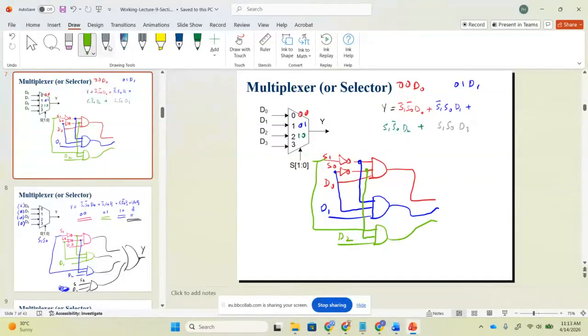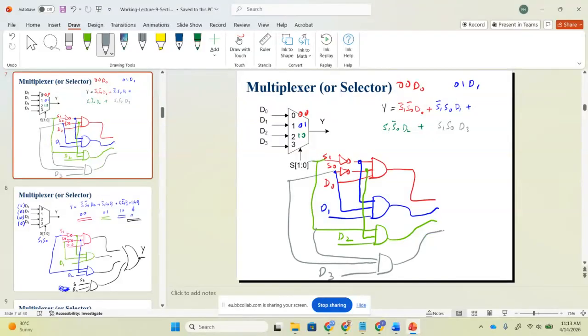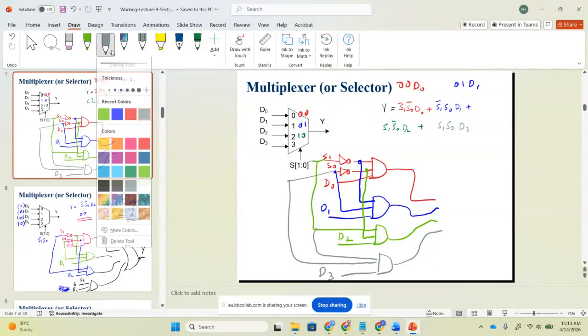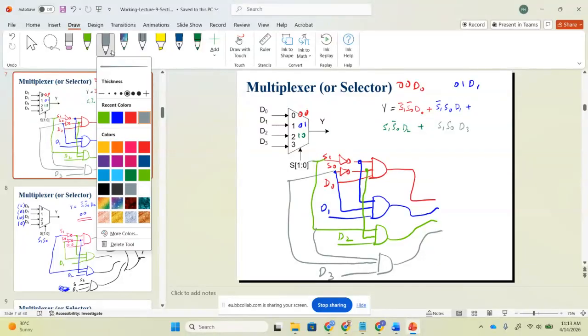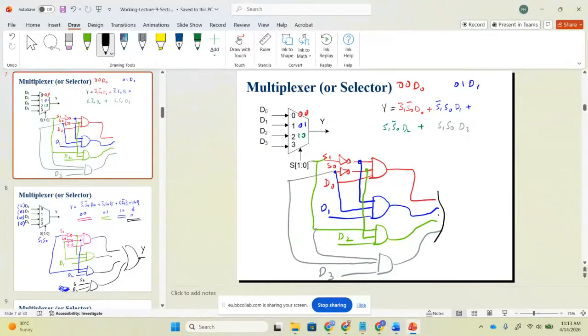And then we have this color. So we have S1. So S1 will come here. And then S0. So S0 will come here. And then we have D3. And what should we put in the end? Can you tell me what should we put in the end? Help me. An OR gate. Yeah, an OR gate. Now I use the black color because this is an OR gate, and now we have Y.